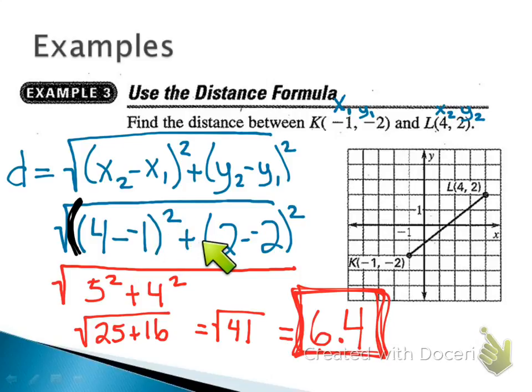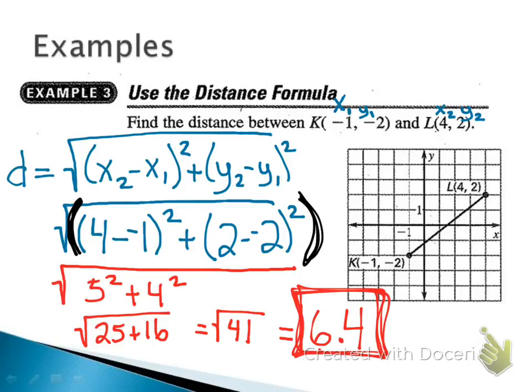Plus, open a new set. 2 minus sign, negative sign, 2, close those parentheses, square it, and then close the original set that it opened for you and hit enter. So you'll need an extra set of parentheses to tell the calculator that this whole thing was under the radical. I had an error.